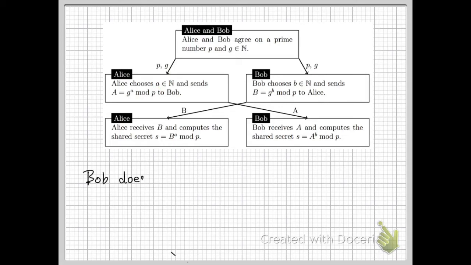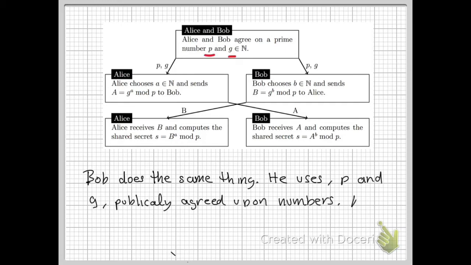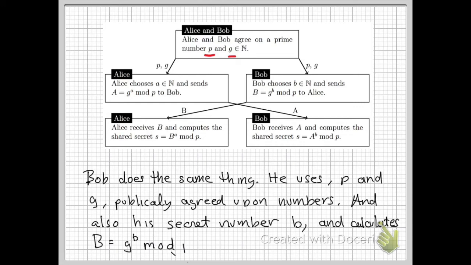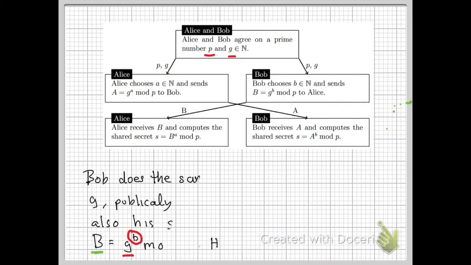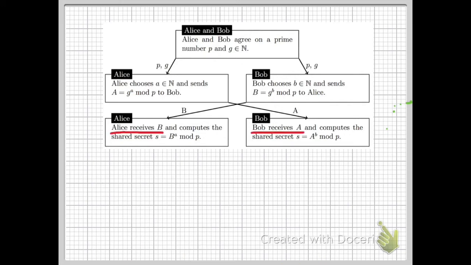And then Bob does the same thing. So Bob uses the P and the G that Alice and Bob publicly agreed upon, and then he uses his secret number, small b, and he calculates capital B equals G to the b mod P. And he sends the results of the calculation to Alice. So Alice receives B, and Bob receives A. Now remember, they send those calculations over an insecure line. Anybody can listen in.